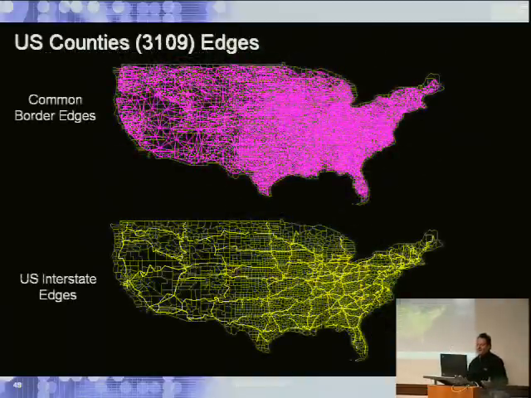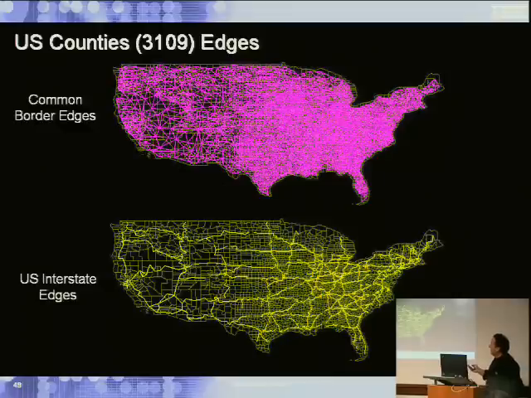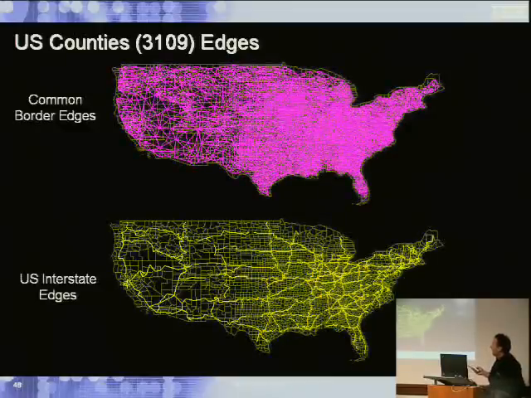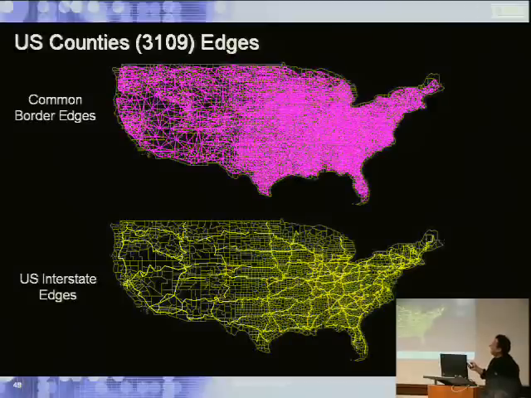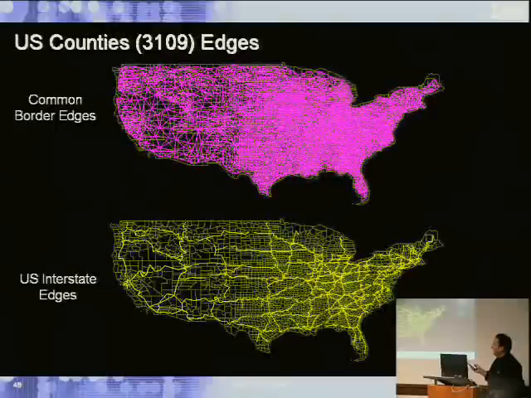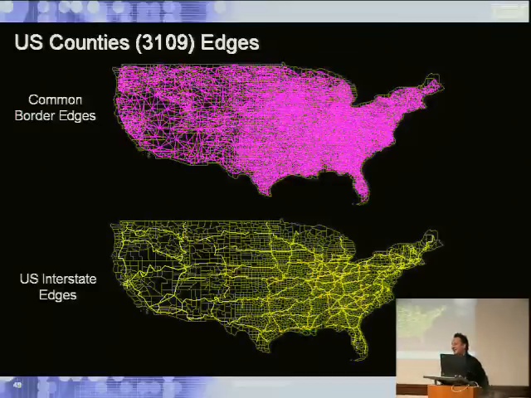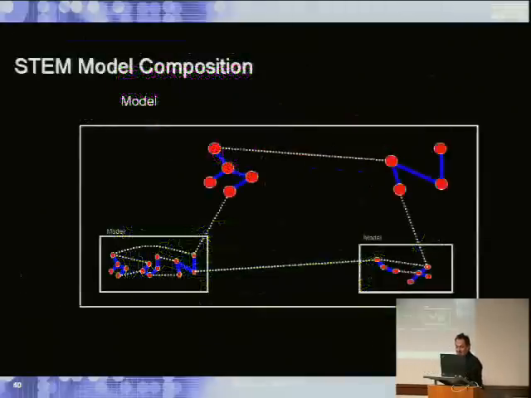So the world is a graph. This is a picture of the United States and the 3,100 or so counties in the United States, and these counties are connected by being next to each other. Here I'm showing you the common border edges, but they're also connected by other things such as highways, migratory bird paths, streams and rivers. All of these things are pieces of a graph, and they can be represented and composed by adding them together.